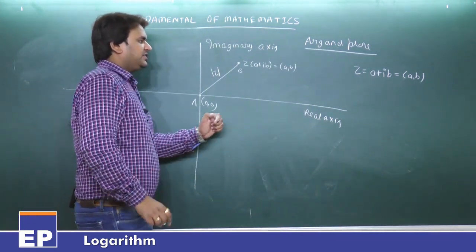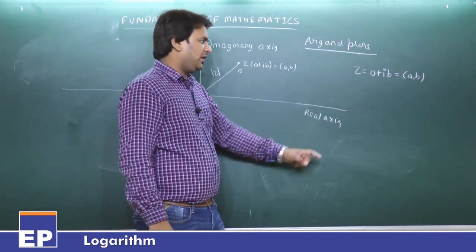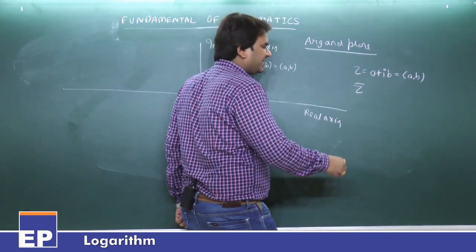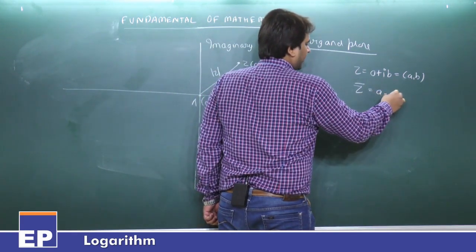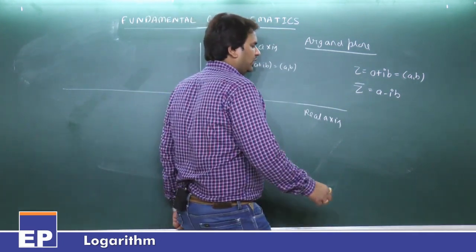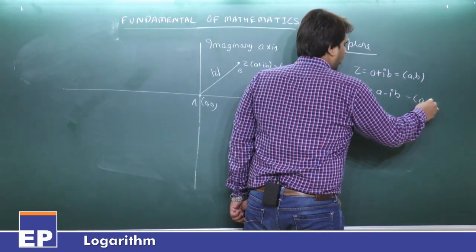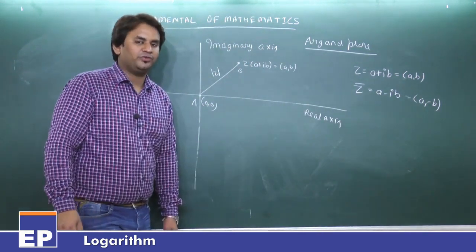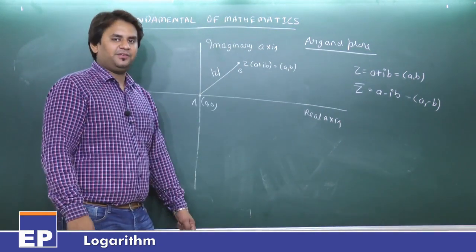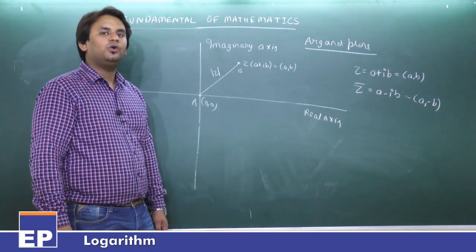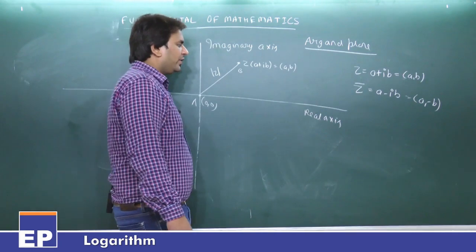Next, this is z, equal to a plus iota b. If you want to find the conjugate, z bar, it comes out to be a minus iota b. I am writing it as (a, minus b), because here the real part a is positive and the imaginary part is negative, which means this will be in the fourth quadrant.